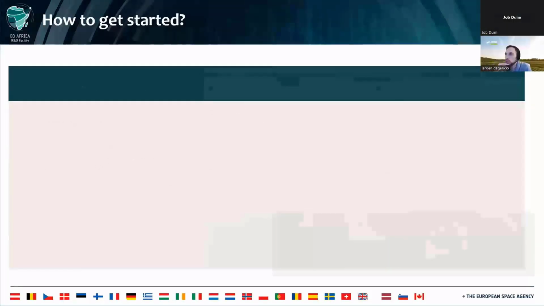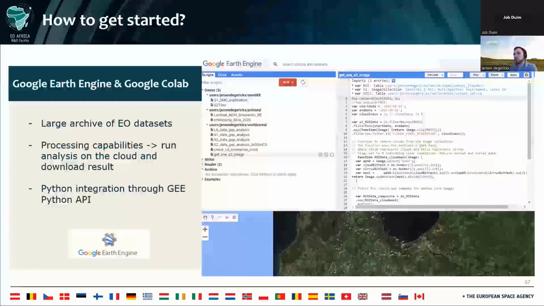So there you really need to go to a cloud computing facility. First one I want to highlight here is Google Earth Engine. Nice thing about Google Earth Engine, there's a lot of Earth observation data sets integrated in there. And like I said, it also has quite nice processing capabilities, so you can run your analysis directly on the cloud and download just the result.